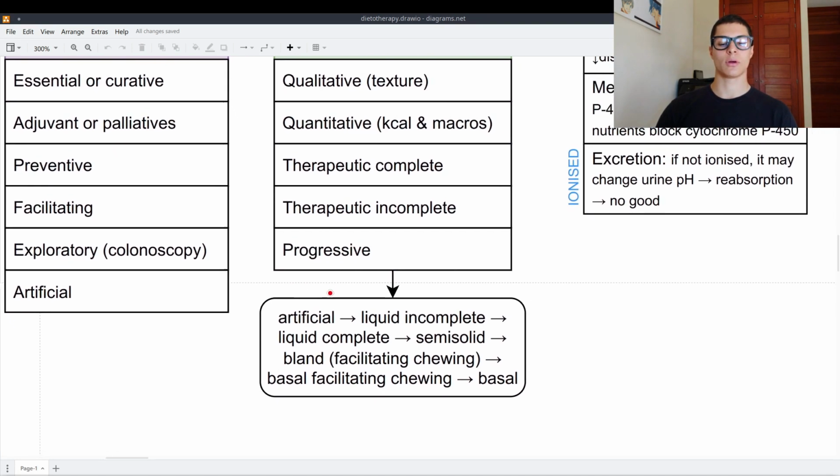Progressive diet is going from, for example, artificial nutrition to a liquid incomplete, to a liquid complete, then to a semi-solid, then to a bland, which is facilitating chewing, basal facilitating chewing, and basal. Of course, these last two are solid.